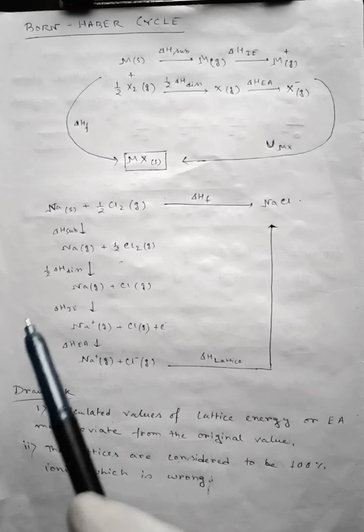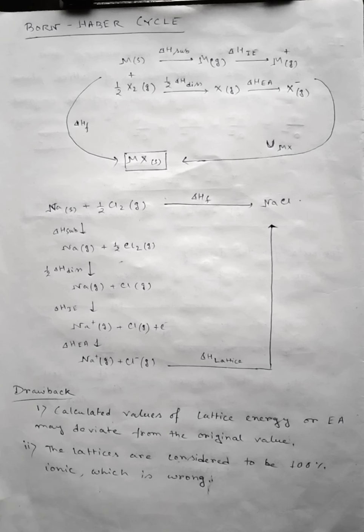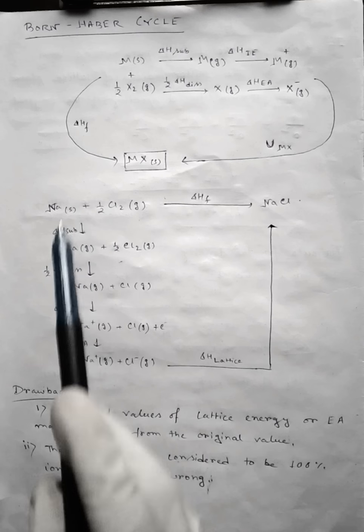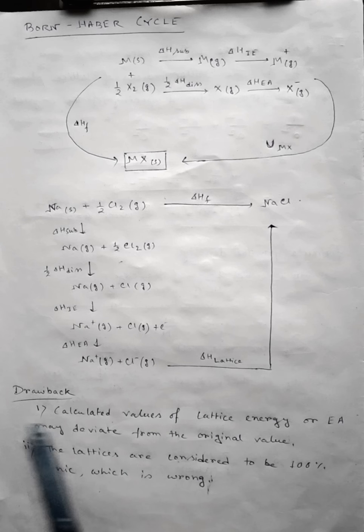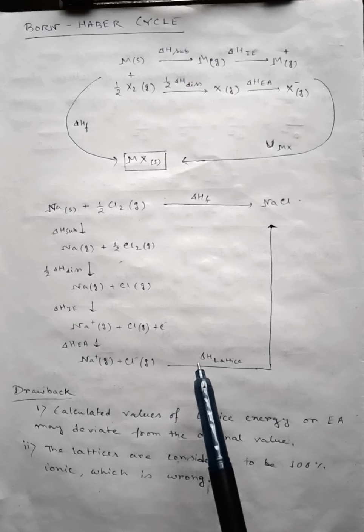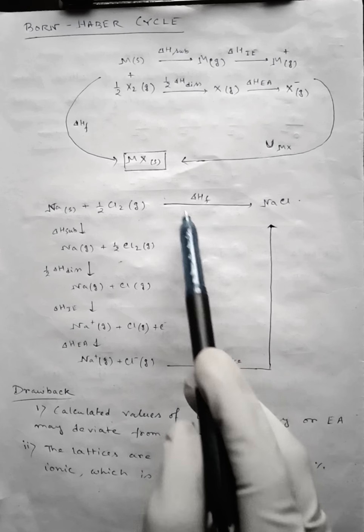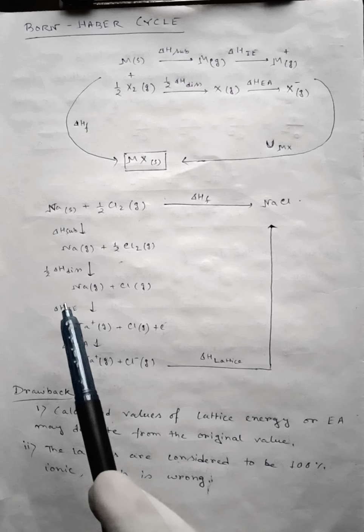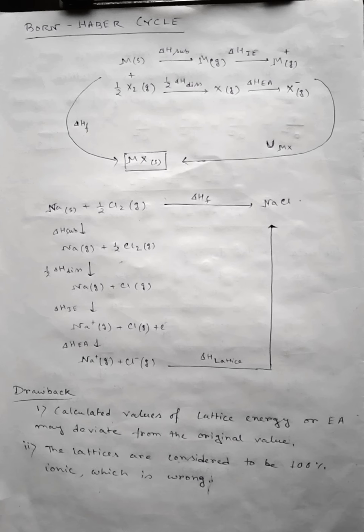This is the Born-Haber cycle, from which we can calculate the lattice enthalpy of any ionic solid. And if we know the lattice enthalpy and the formation enthalpy, we can calculate any one unknown value.